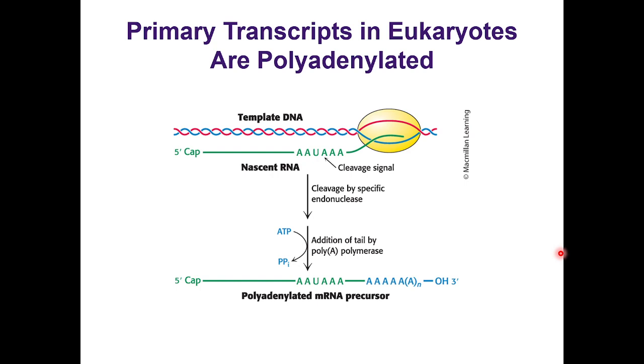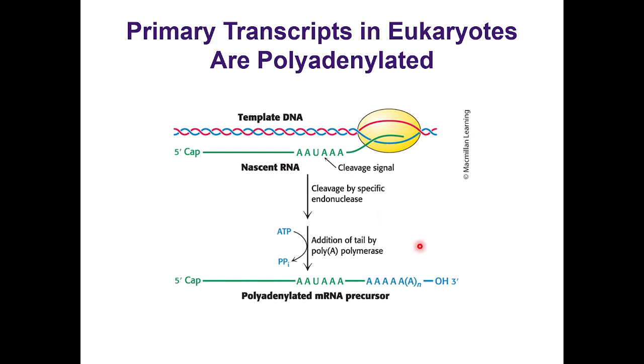Okay, so the primary transcripts in your eukaryotes are going to be polyadenylated. So here's your template DNA, and right here we have our nice little transcription, and we have the nascent RNA coming off here. And then what's going to happen is this right here is going to be our cleavage signal, and that's the AAUAAA. So next, we'll have our endonuclease attach, and this is going to start cleaving things that are not going to actually be expressed.